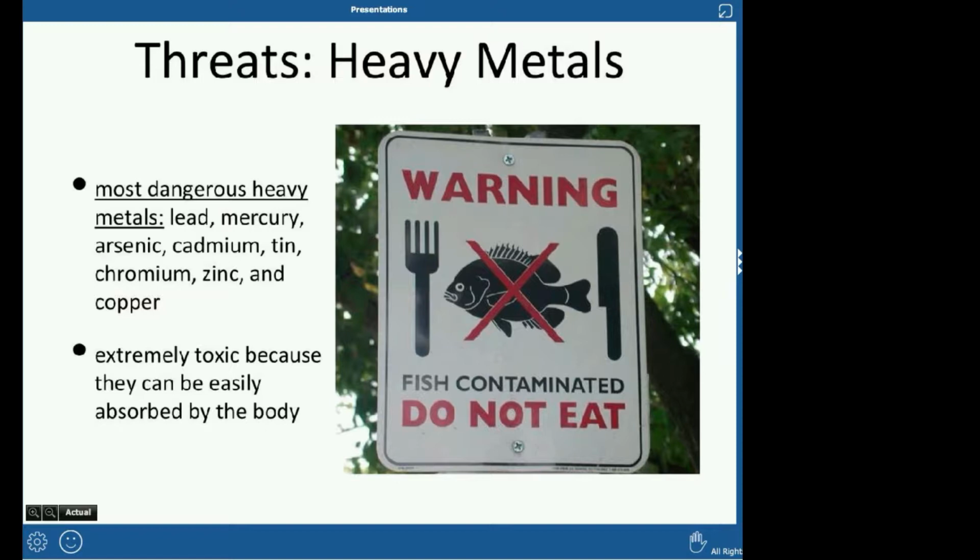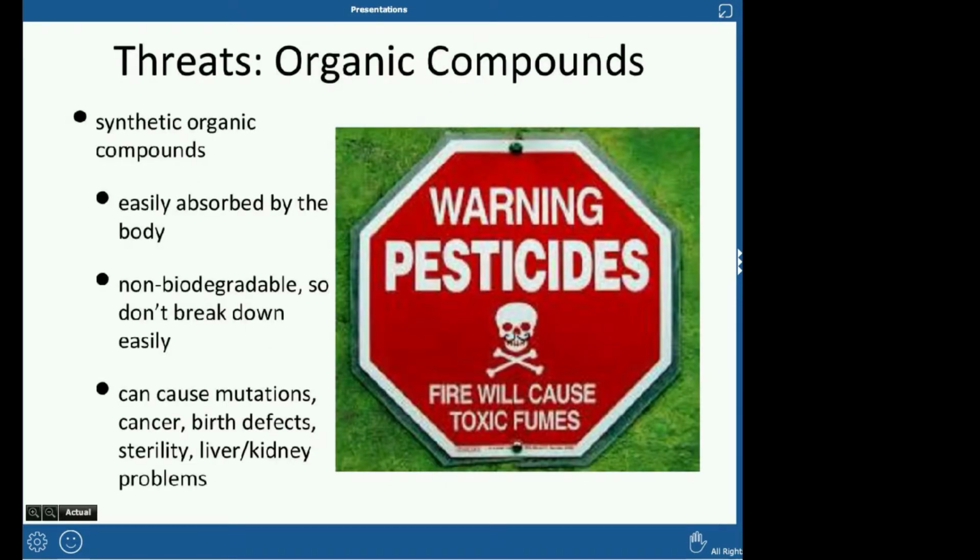Then heavy metals. The most dangerous heavy metals are lead, mercury, arsenic, cadmium, tin, chromium, zinc, and copper. I would remember a couple of these for your AP exam. Lead would be an easy one to remember because it's pretty common. Know where they came from and a human health effect for at least one, that way you've got it for an FRQ in your back pocket in case you need it. These are really toxic because they're easily absorbed by the body, but they're not easy to get rid of once they're in your body.